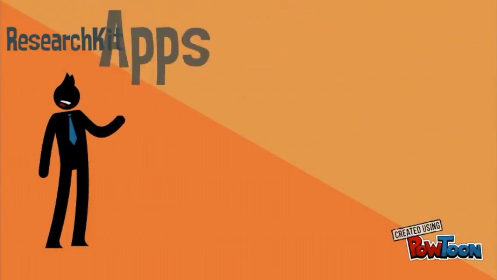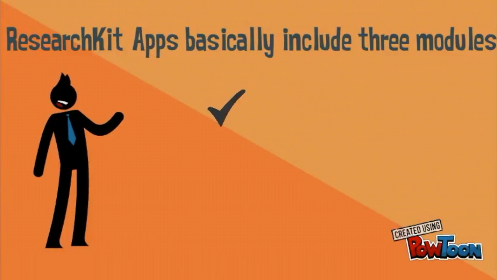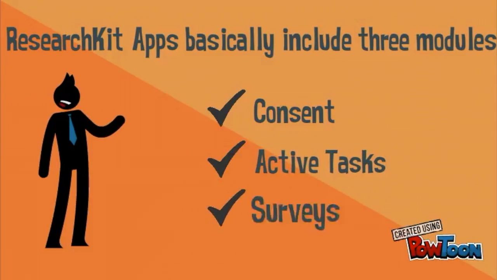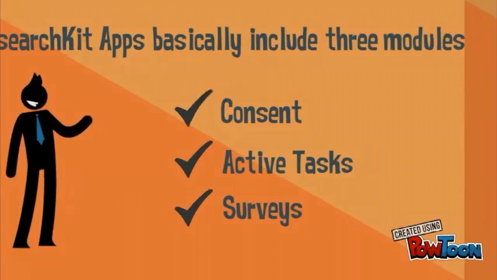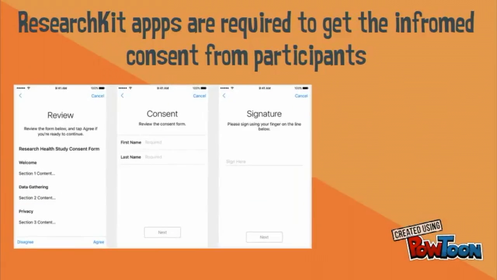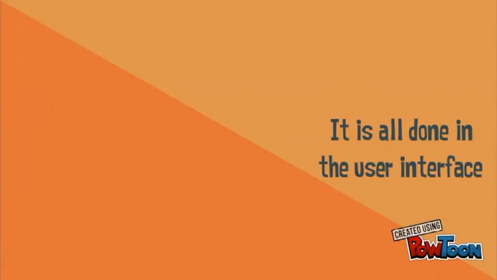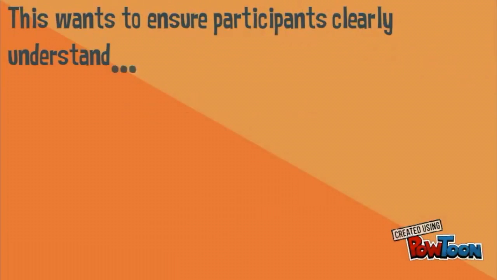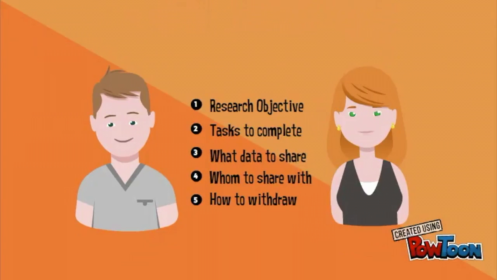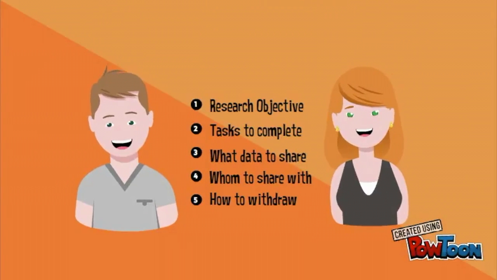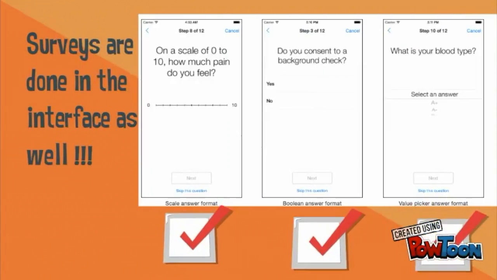Basically, ResearchKit apps include 3 typical modules: informed consent, active tasks, and survey module. It is compulsory for ResearchKit apps to get consent from volunteers, and the whole process is done within the smartphone user interface through the consent documents displayed. The following are clearly elaborated, such as the research objective and tasks to complete. All the surveys are also done in the user interface. It is convenient and environmentally friendly.